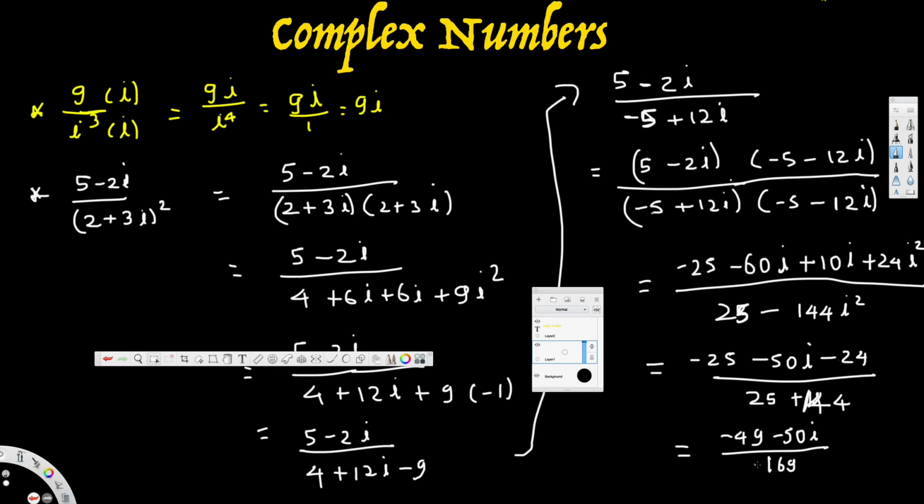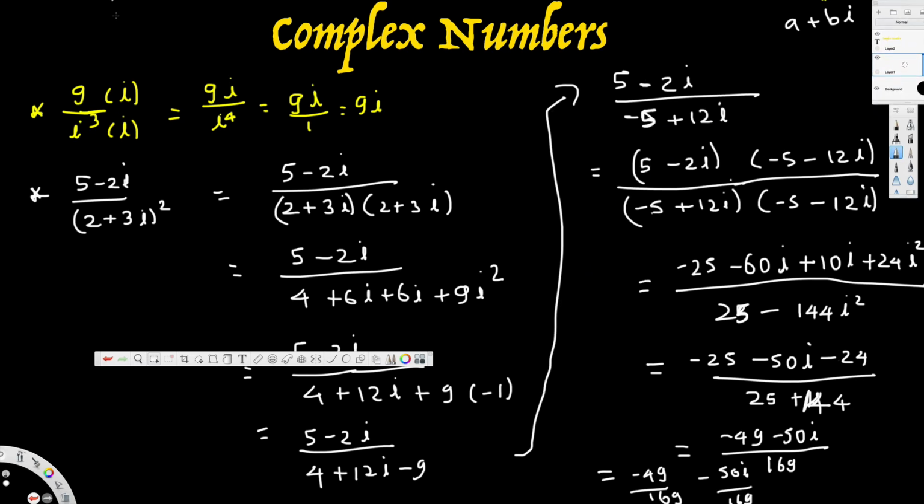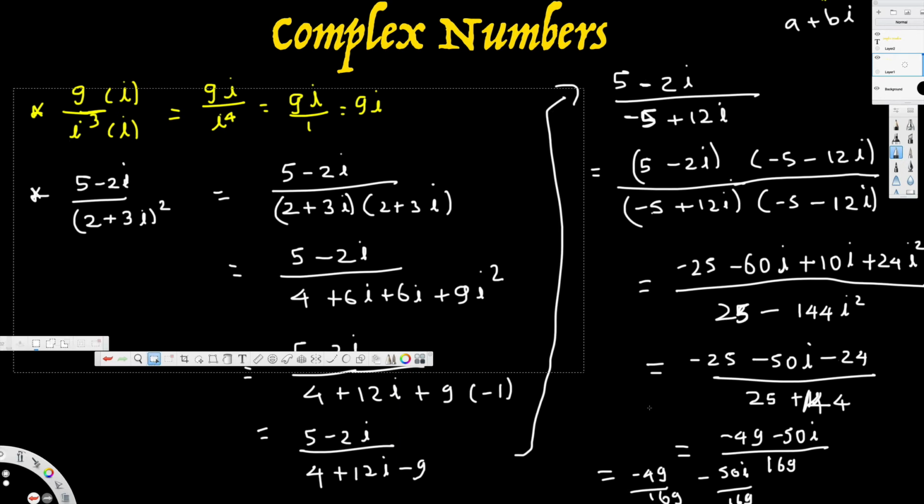Now we just have to write it in standard form. The standard form of a complex number is a plus bi. So we get minus 49 over 169, and minus 50i over 169. Now we have the a plus bi format, and that's a long question. That's the second one. Now I'm going to erase all this and look at the next one.